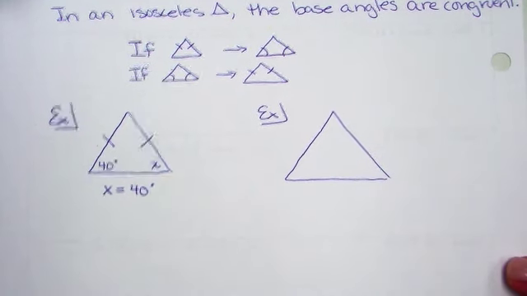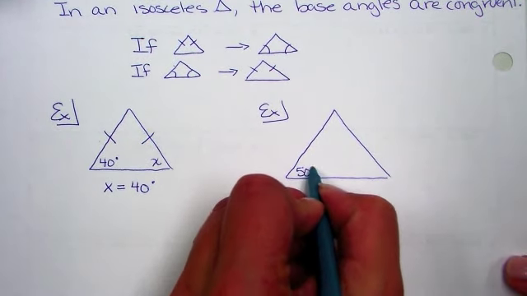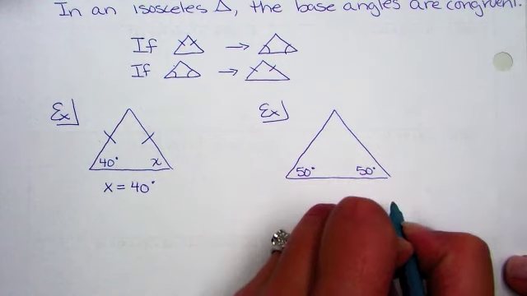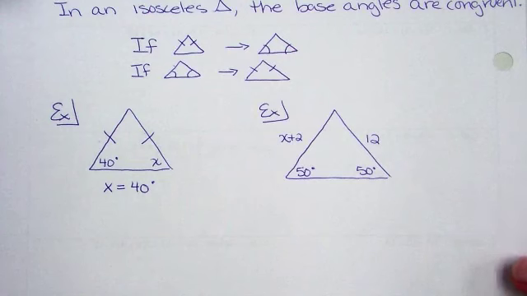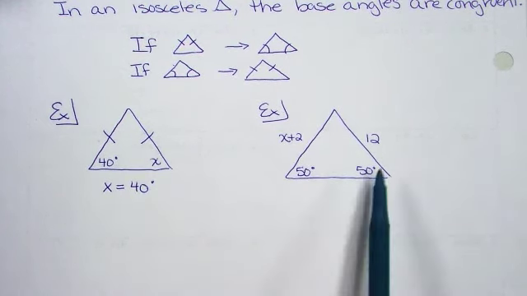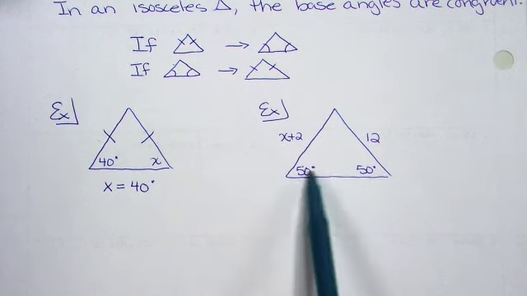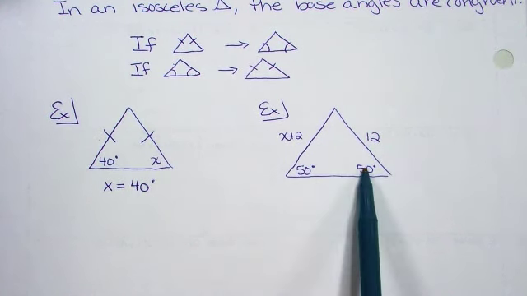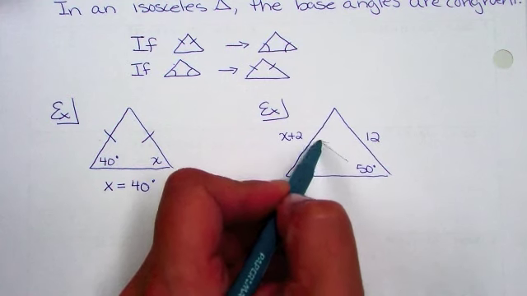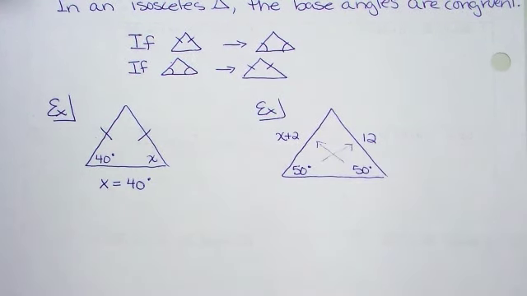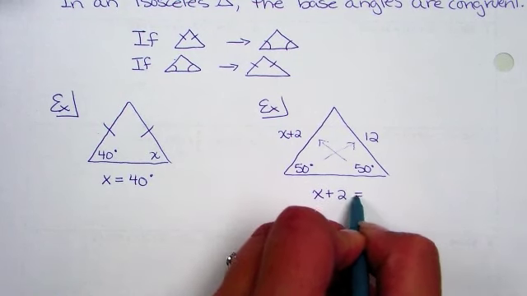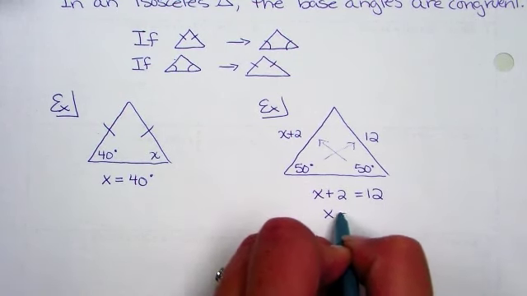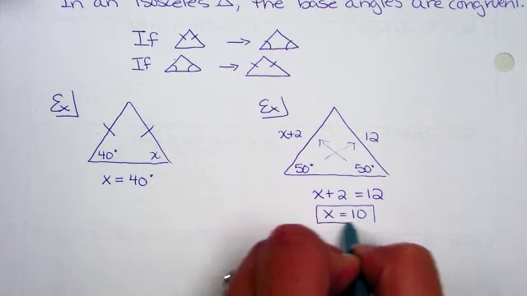Here's another example. In this example, you can see that in my triangle, these two base angles are congruent. And if the base angles are congruent, then the sides opposite them are also congruent. So x plus 2 has to equal 12, and x would equal 10.